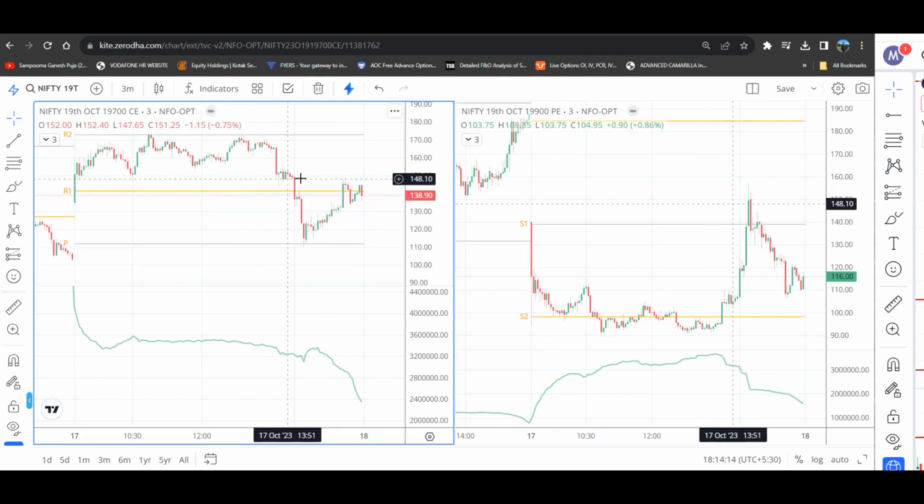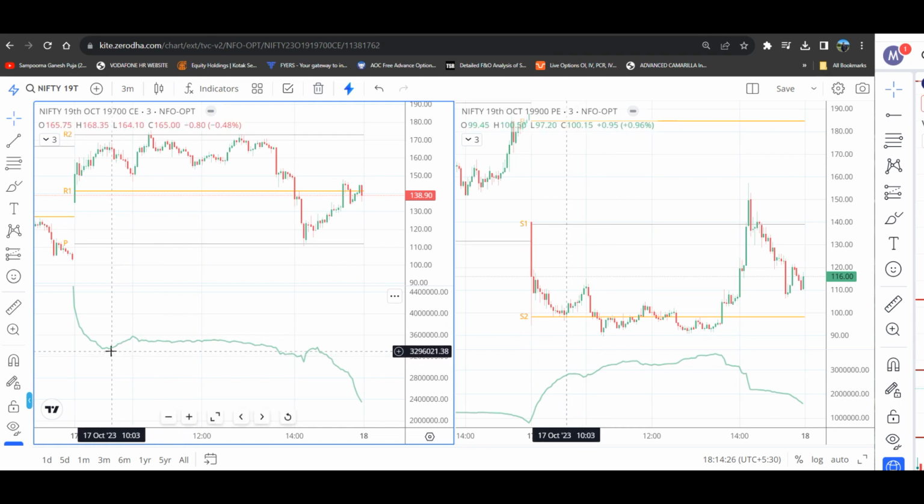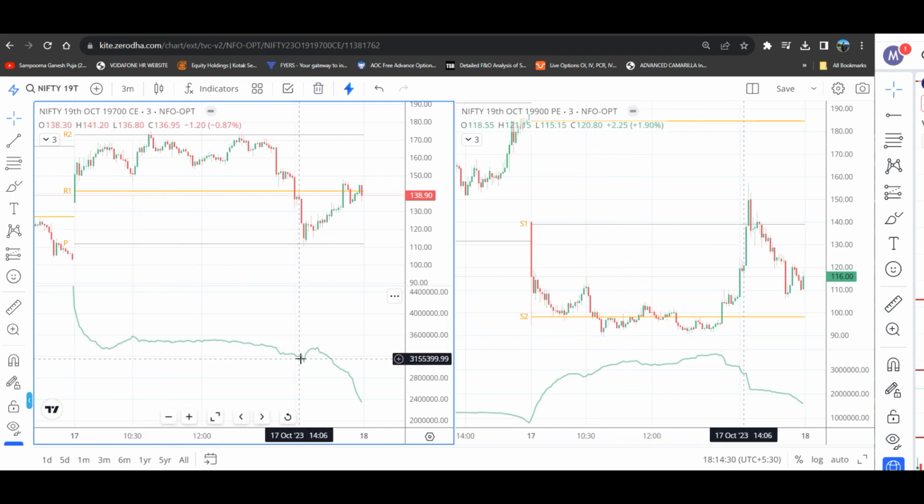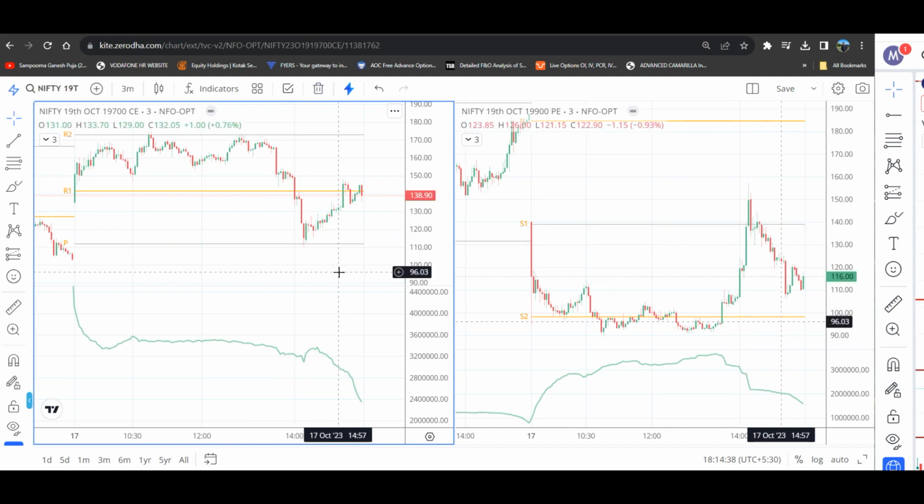The next time it has come to the P1, sorry, R1. R1 it has straight away broken, right? So there is no support here, so we are not going to take any trade here, right? There was a long build up happening which was slowly falling, and then it has completely gone down, right? So basically here there was some transaction where the exit was given.